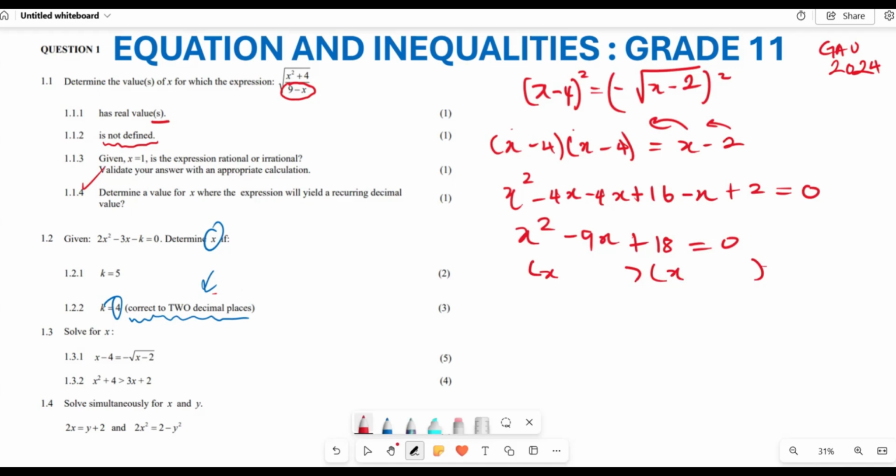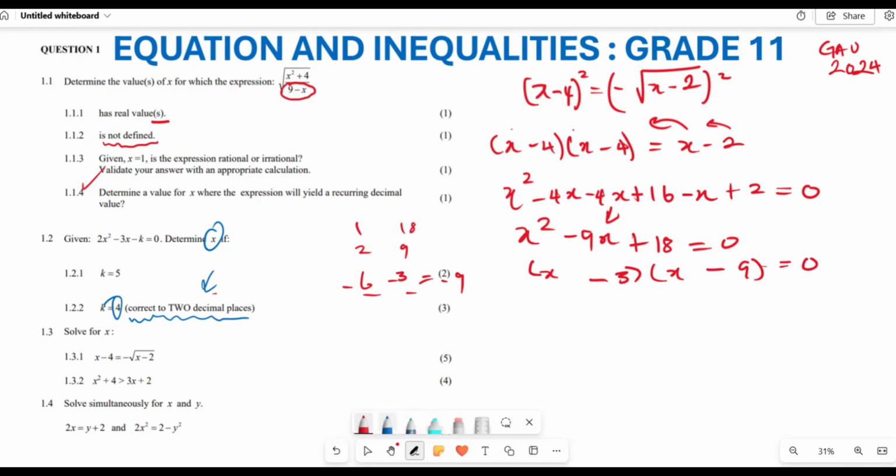Now, the factors of 18 are 1 and 18. It's 2 and 9. I think it's also 6 and 3, right? Are we together? But now the factors that can give us negative 9 are 6 and 3, right? Because can you see that if this is negative and negative, we can end up having negative 9, right? So indeed this is going to be 3, this is going to be 9, which equals 0.